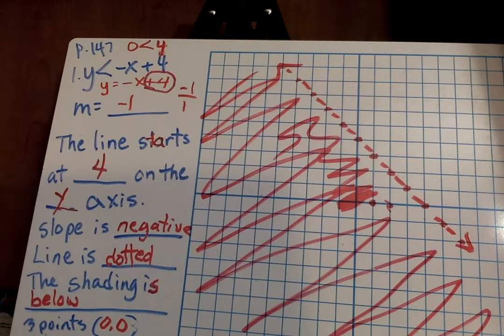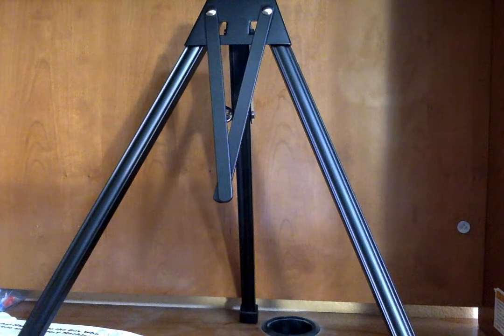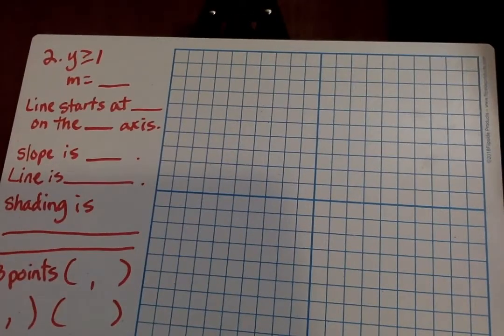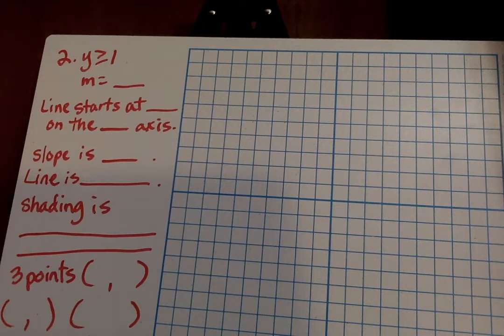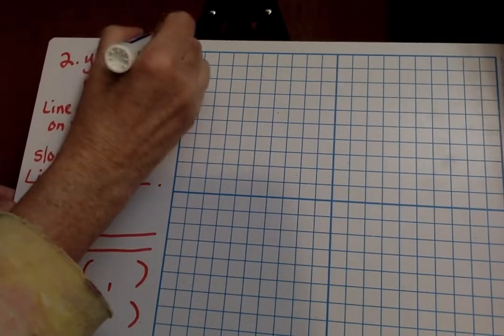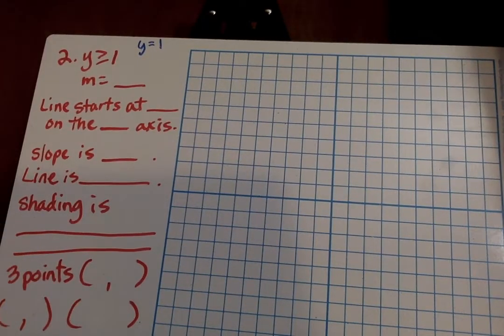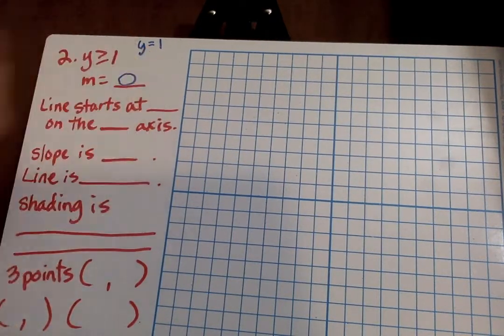Okay, let's go on to page 148. I will do one more and then leave the rest to you. Okay, number 2, we have y is greater than or equal to 1. What is our slope, or m? Let's see. If we have y equals 1, that's our line that we're going to make. m is what's in front of x. There's no x, so our slope has to be 0.